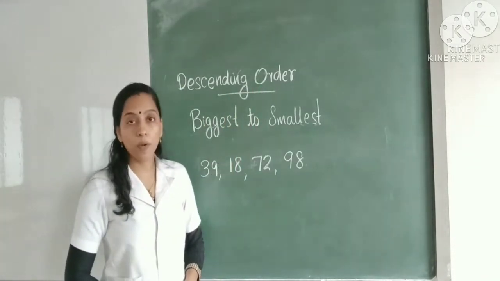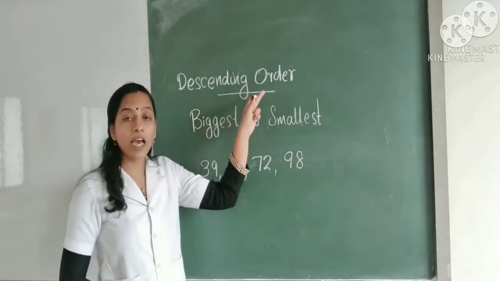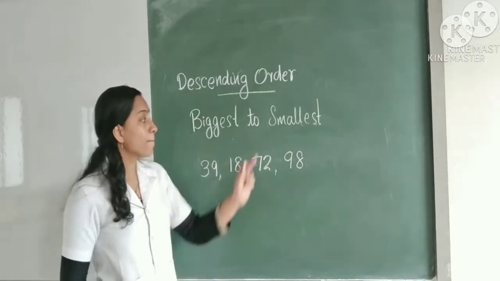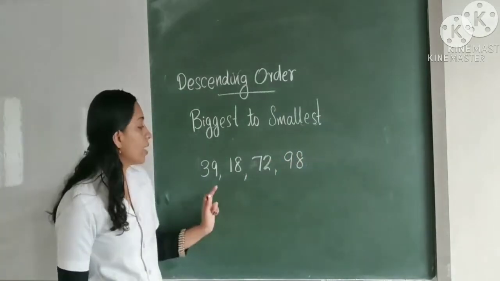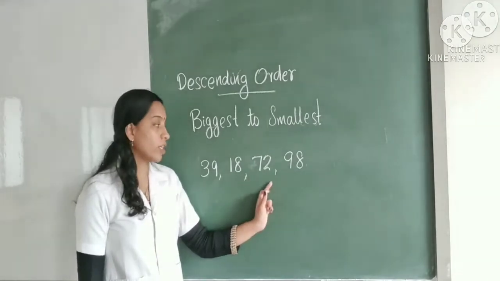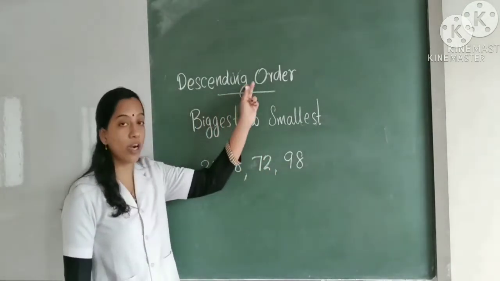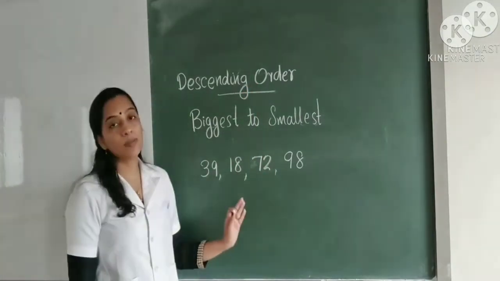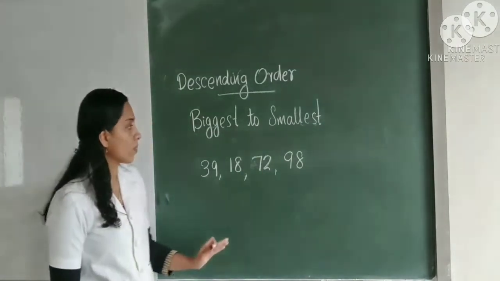Next, let us learn about descending order. Descending order is the opposite of ascending order. So in descending order, we arrange the numbers in decreasing order, that is from biggest to smallest. Let us understand this with an example. Here I have written 4 numbers, 39, 80, 72, 98. We have to arrange these numbers in descending order. Means, we have to arrange these numbers from biggest to smallest. So we have to find out which is the biggest number.